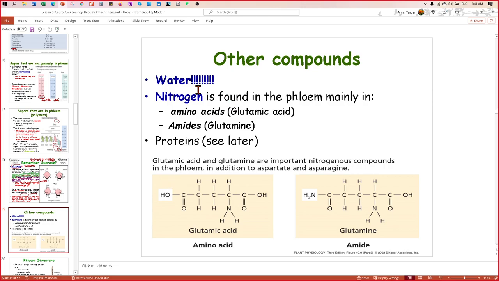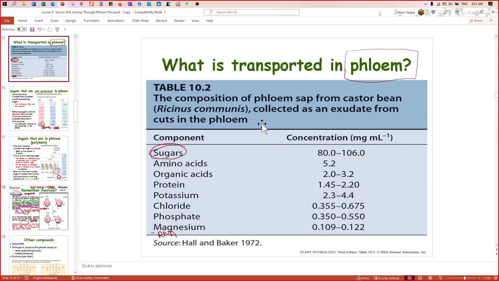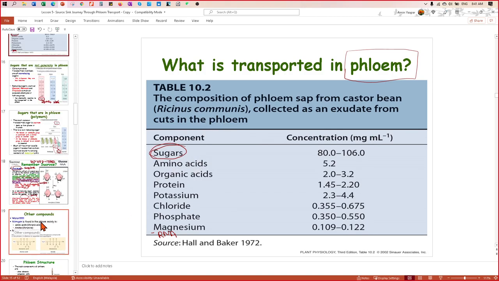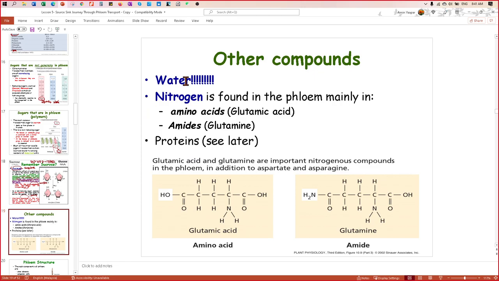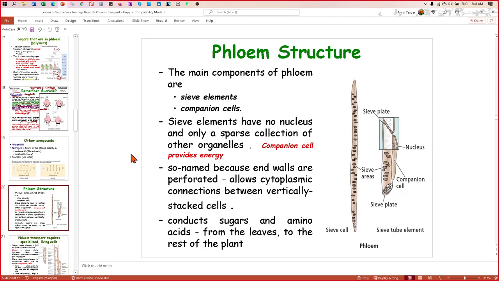So what about other compounds? Okay, if you can remember from this list, even though we only focus on the sugar, always remember, other compounds are also transported in the phloem. You got water, nitrogenous stuff, like the amino acids, amides, protein, and so on. Okay, do remember that. How can phloem do this?